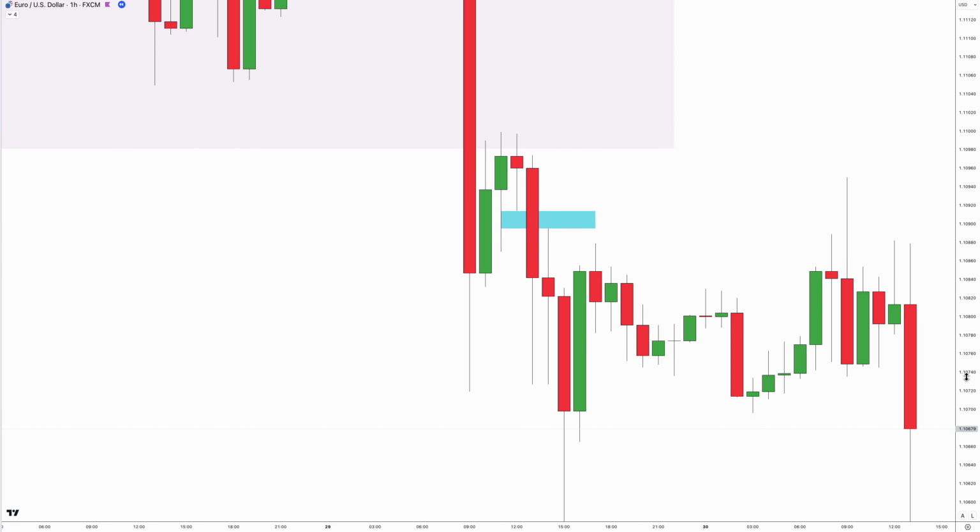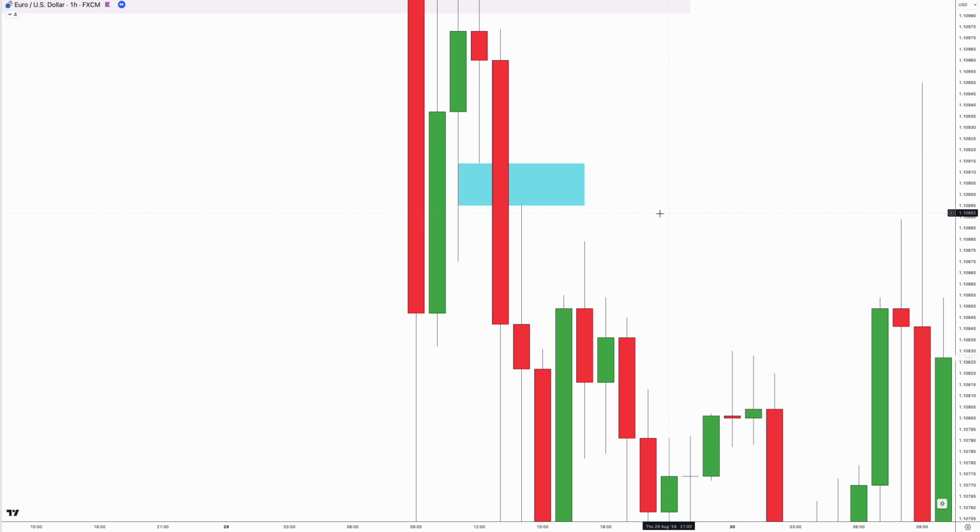So let's have a look at this example here. Nice and clear. Very simply, a fair value gap is where there is no candle either side, no wick either side, okay? That's to the immediate candle left and right of the current candle. So as we can see, nothing here, nothing here. This is the fair value gap.